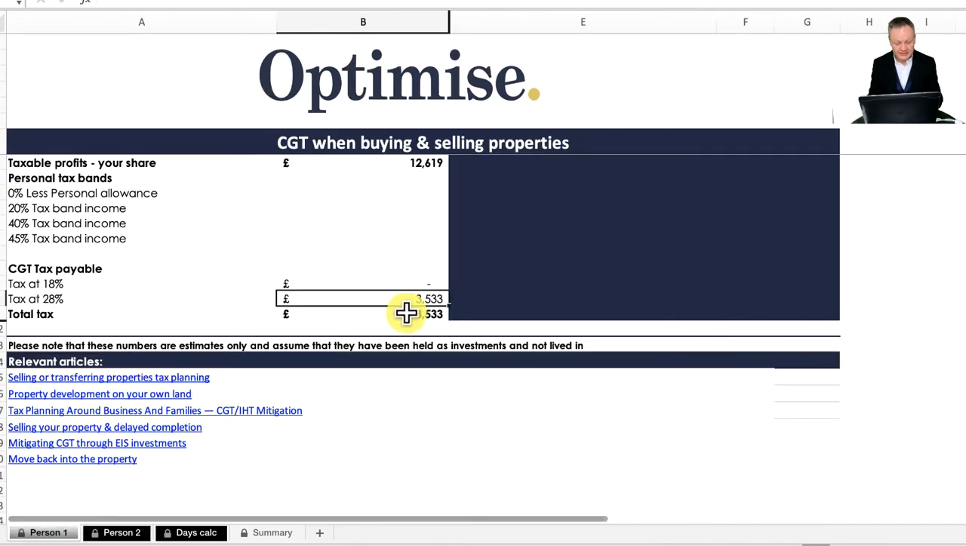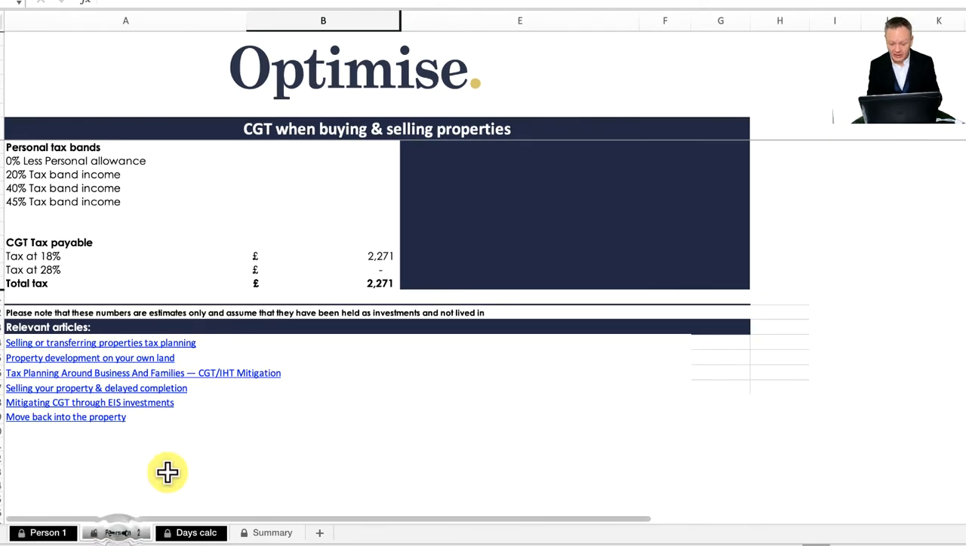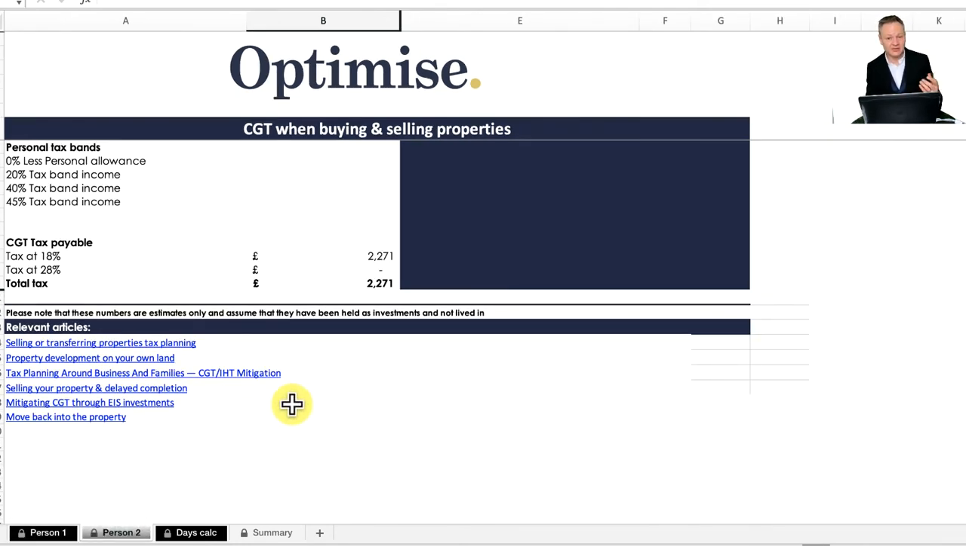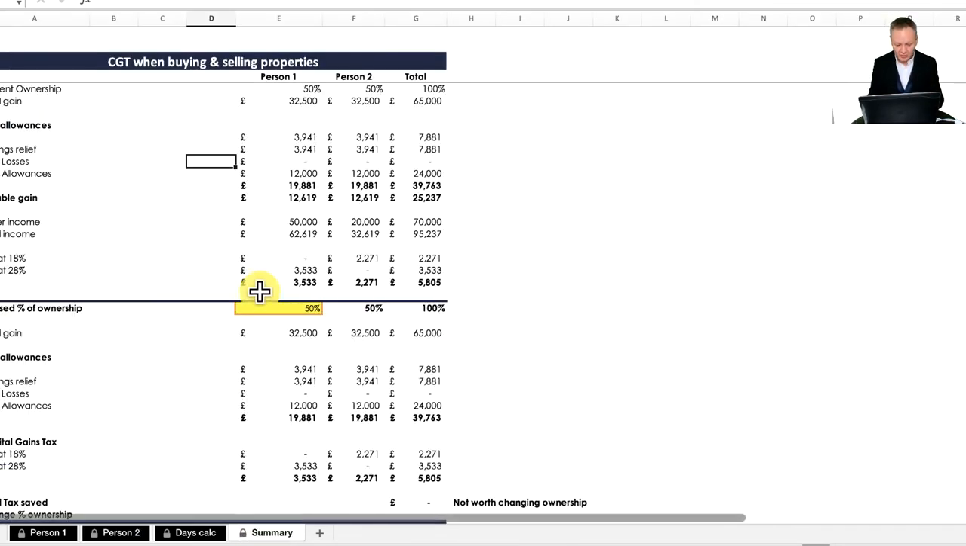And the reason for that is because this person is a high rate taxpayer, so their 50% allocation is being marked at 28% CGT. Person 2, however, is a basic rate taxpayer, so CGT is at 18%. What does that tell you? Well, if anything, it's going to say that person 2 has a lower tax band, therefore we need to manipulate this spreadsheet to find out what percentage share person 1 should have and person 2 should share. And that's what this does here.